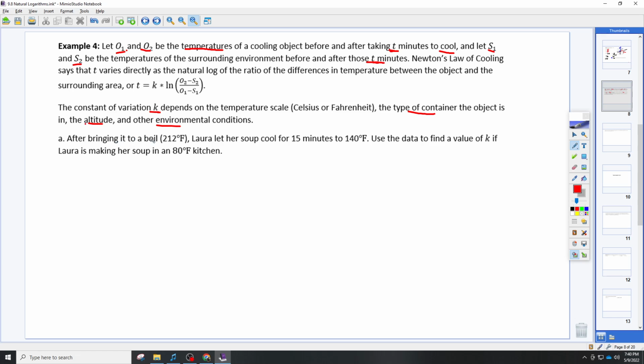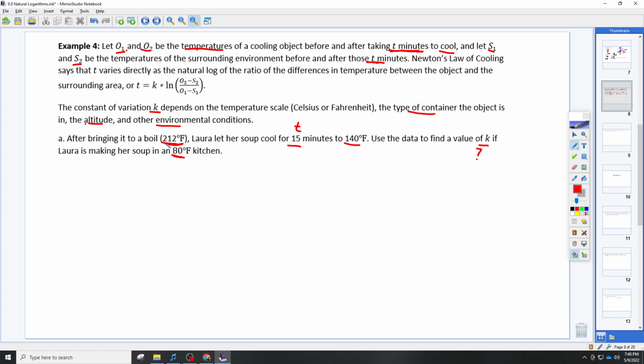So here's a question. After bringing it to a boil, which is 212 degrees Fahrenheit, Laura let her soup cool for 15 minutes to 140 degrees Fahrenheit. Use the data to find the value of K if Laura is making her soup in an 80 degree Fahrenheit kitchen. So we're trying to find K. We don't know K. What do we know? How long are we letting the soup cool? 15 minutes? I think that's up here as T, right? Before and after taking T minutes to cool. So we're going to use this as T. What else do we have?